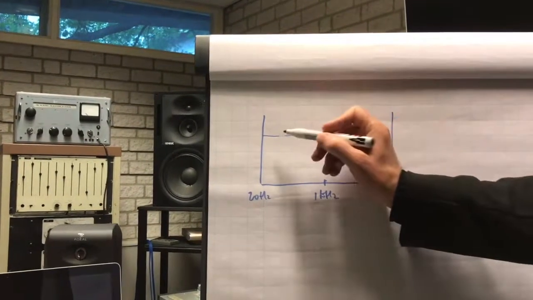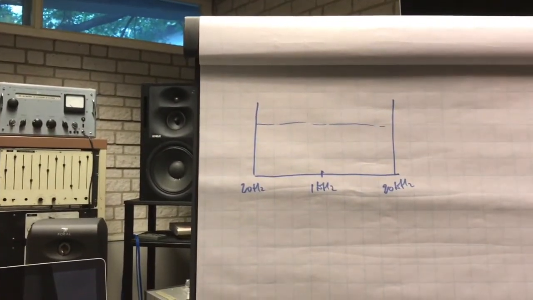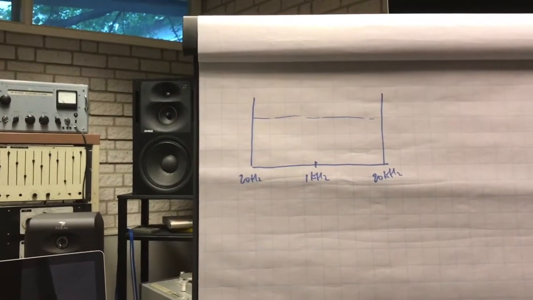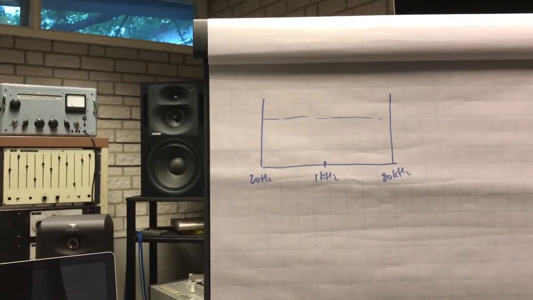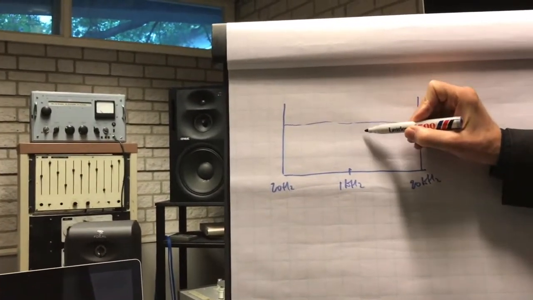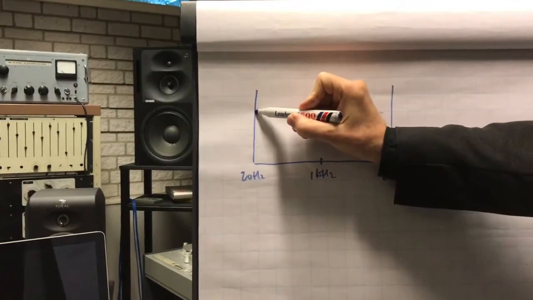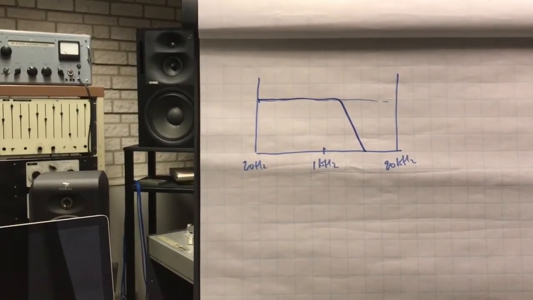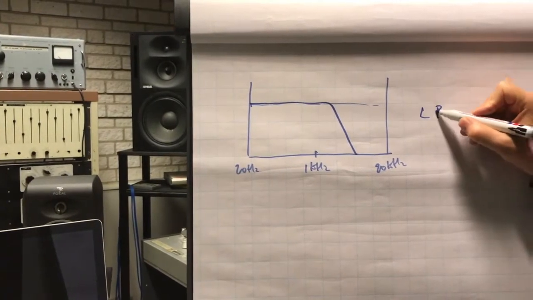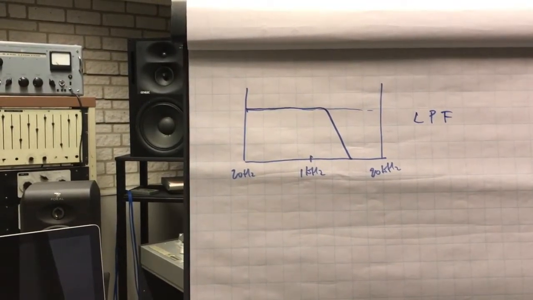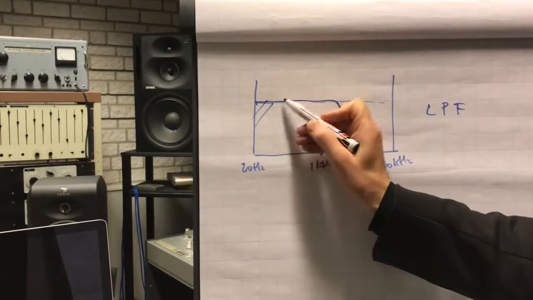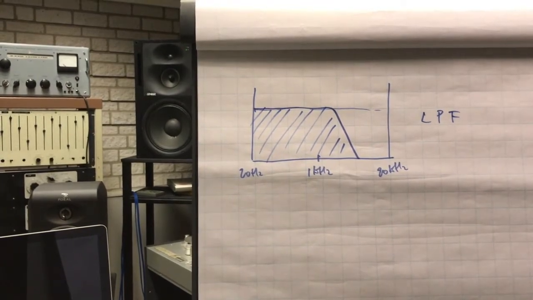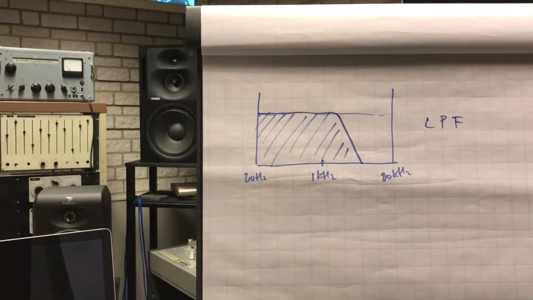But as soon as this line has some kind of curvature, it changes the frequencies in a certain range in relation to the others. Now, one typical type of filter is a filter where you have a straight line here and then you go down. This is called a low-pass filter, or LPF. Why is that? Because the lower part of the sound is passed through the filter, whereas the higher part is taken away.